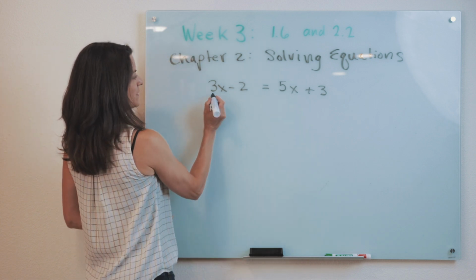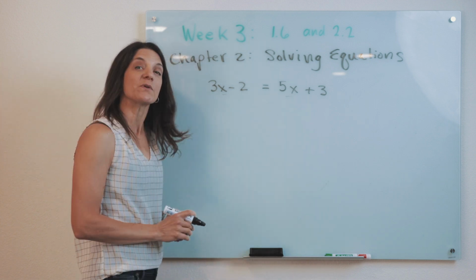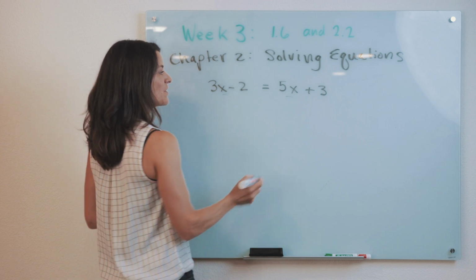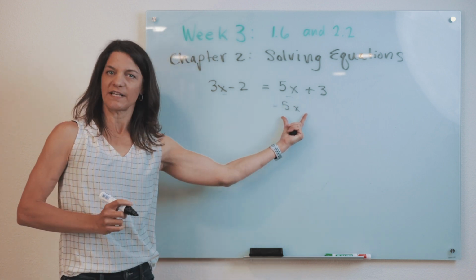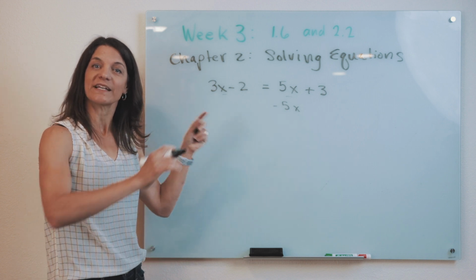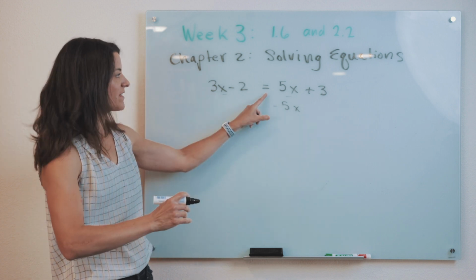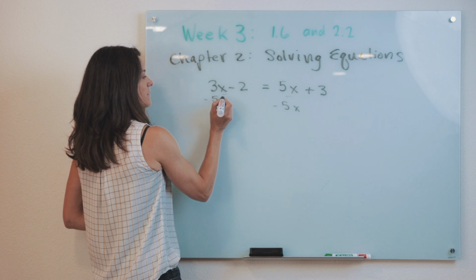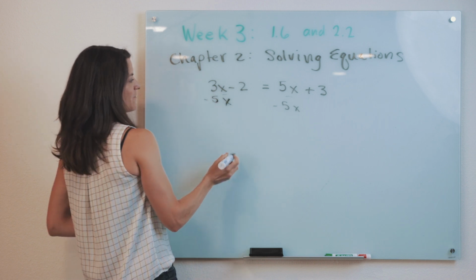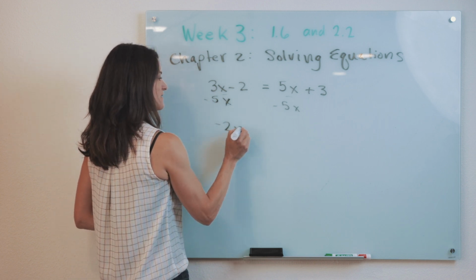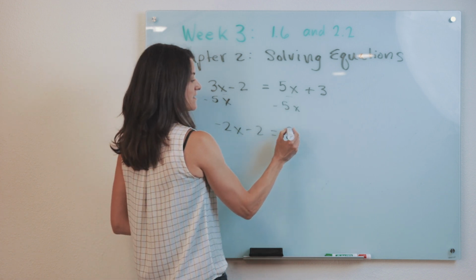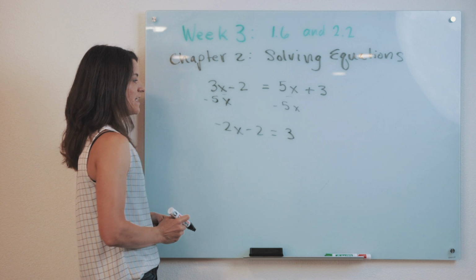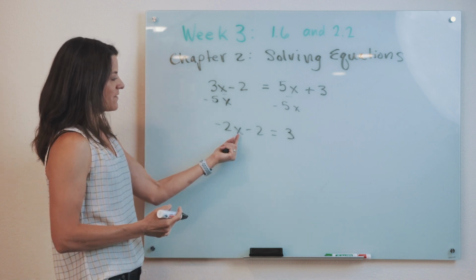X shows up in 2 places. So first thing we want to do is get it on the same side. So we're going to subtract 5x. We can do whatever we want as long as we do it on both sides. We got to keep it in balance because we have that equal sign. 3x minus 5x, we get negative 2x minus 2 equals 5x minus 5x, no more x's, but it's equal to 3.